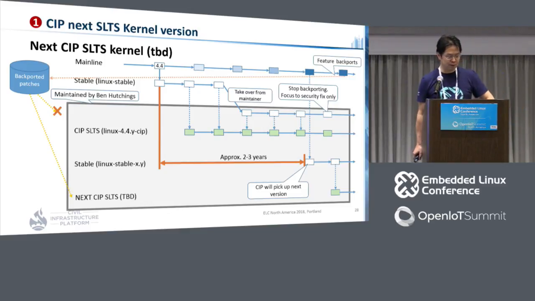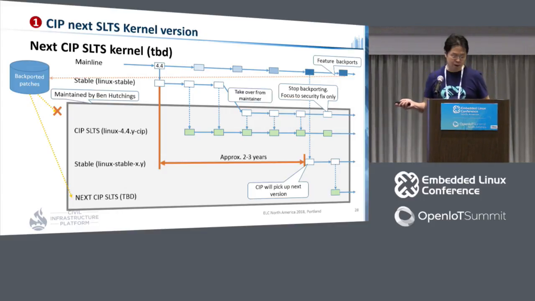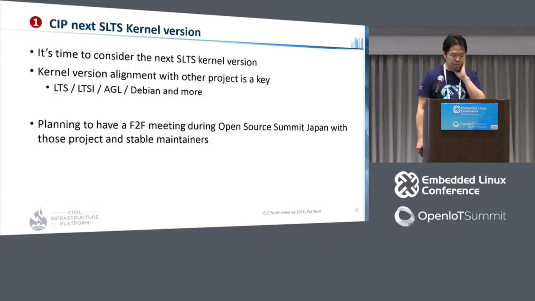So now we also need to consider the next CIP LTS kernel version. At the starting time of CIP, I mentioned a CIP kernel will be released every 2 to 3 years. And now CIP is 2 years old. So we are considering having a next CIP kernel. And the most important thing we are considering is kernel version alignment.